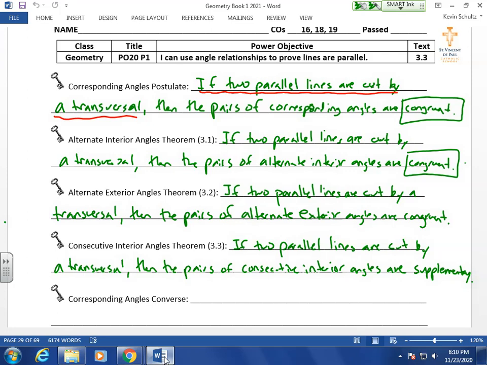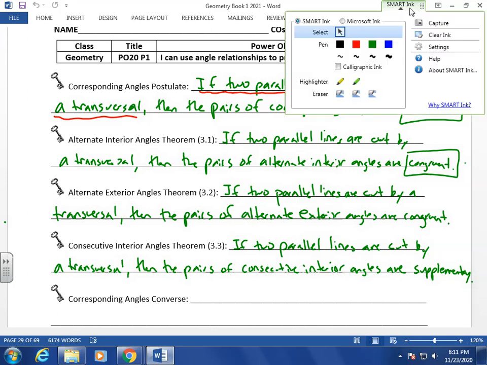Give you a little bit of time to finish writing those. Okay. And again, the reason why we're doing these, they're all key points. It's just all more tools for your toolbox when doing proofs in the future. If you've got this transversal with parallel lines, you can say that angles are congruent based on their position, based on their relationship. Okay.